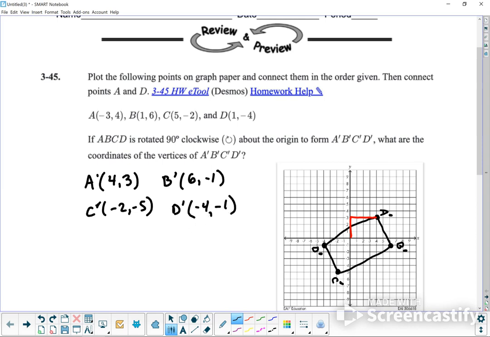Okay, and compare them. Right. So if you look at A prime and A, they're pretty similar. Look at B prime and B. Again, they're pretty similar, and there's a pattern going on. I'm not going to say anything yet, but let's see if you can figure it out. And C and C prime, and D and D prime. Okay. So the question is asking, what's the new coordinates?